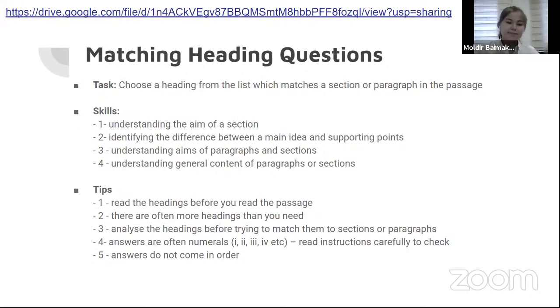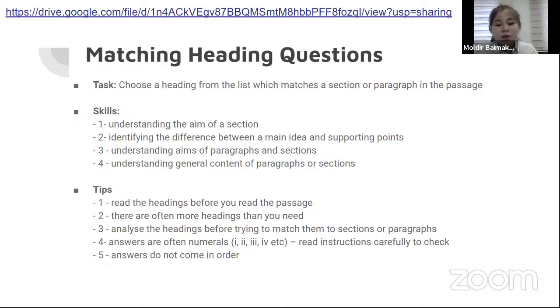And tips. Read the headings before you read the passage. This is actually a good one, but you already read the questions first, right? So that's good for you. Even though some people are keen on reading the passage first, here reading the headings first will be better, because if you know what kind of headings there are, some things will build up in your mind.